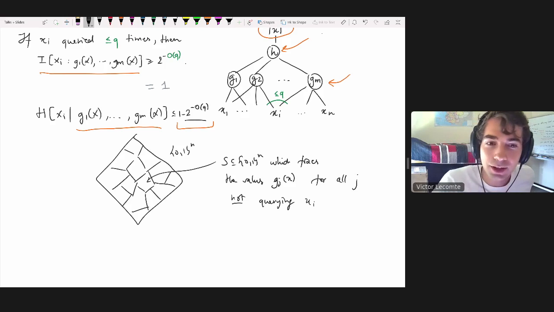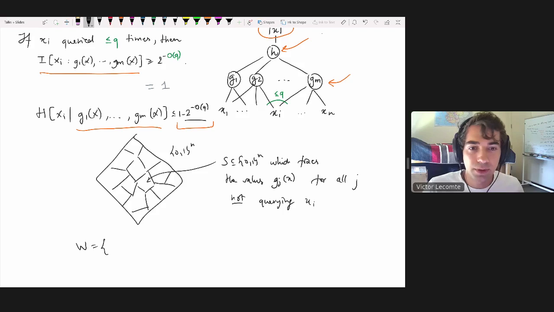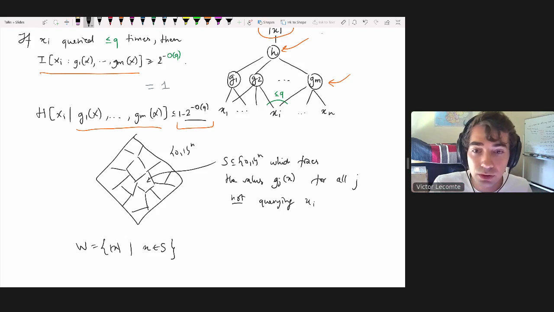Okay, so once we fix the values of some functions that do not query xi, let me write that completely. We're going to look at the set W, which is exactly the same as we defined in the proof for q equals 1. W is just going to be the possible Hamming weight values for x's in this set. Just to write in math, this is what W is: if you only knew the results of the functions that do not query xi, what are the possible values of the Hamming weight of x?